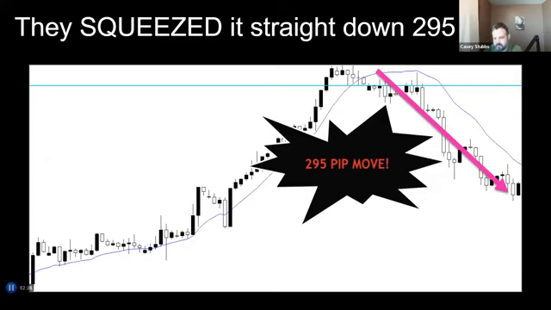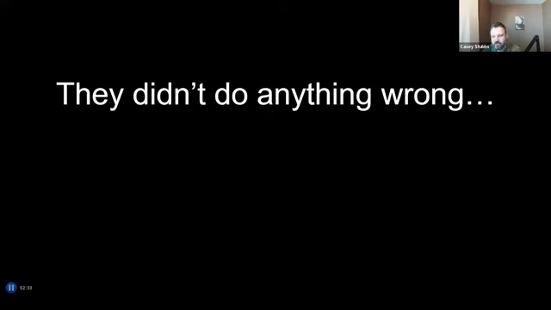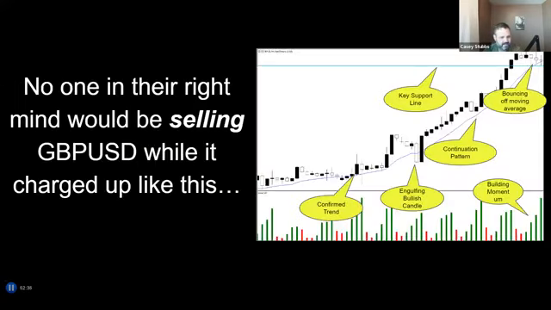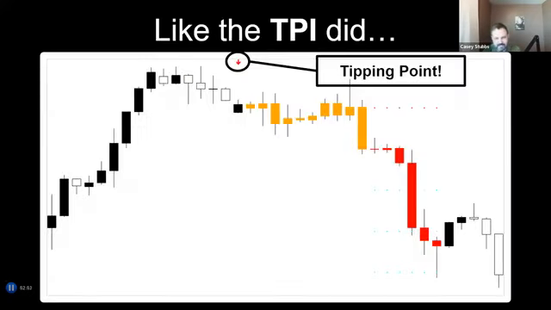295 pips. All the regular traders rushing in to buy the pound USD got slammed. And they didn't do anything wrong. No one in their right mind would be selling the pound US dollar while it charged up like this. Nobody would. Unless they knew how to spot the tipping point ahead of time, like the TPI did.